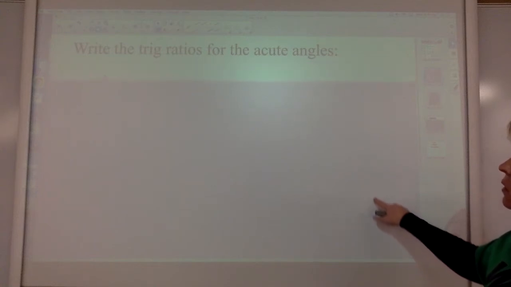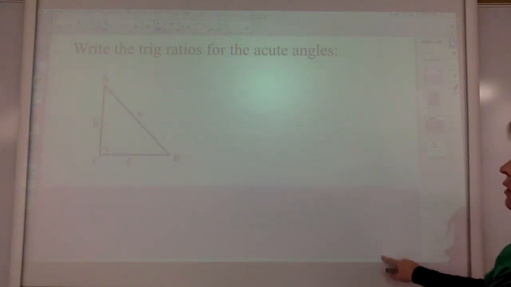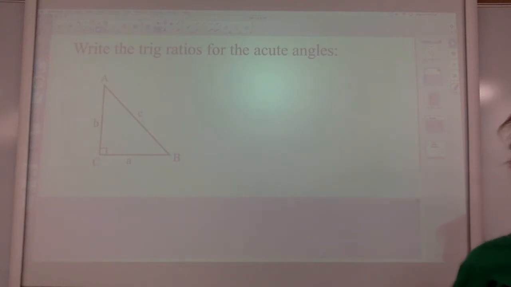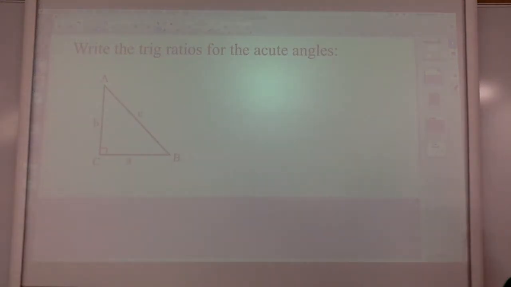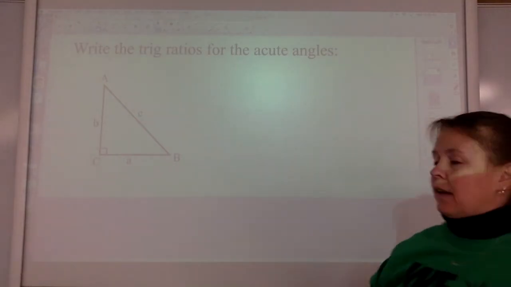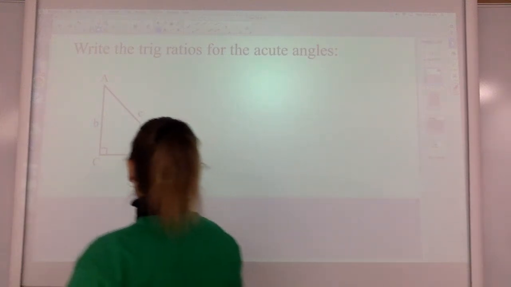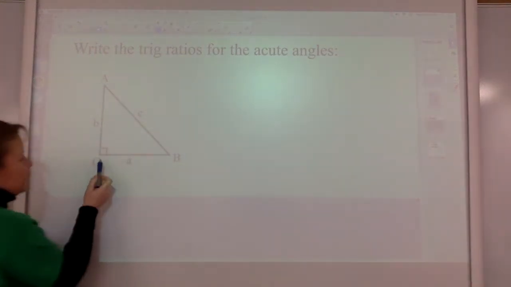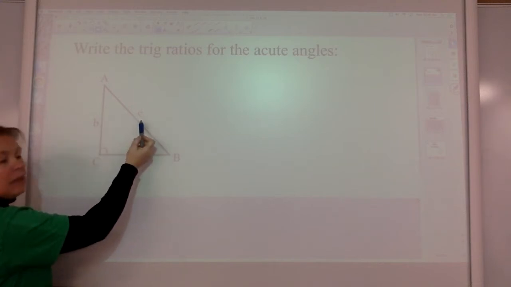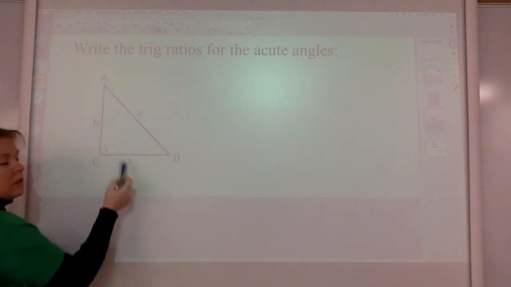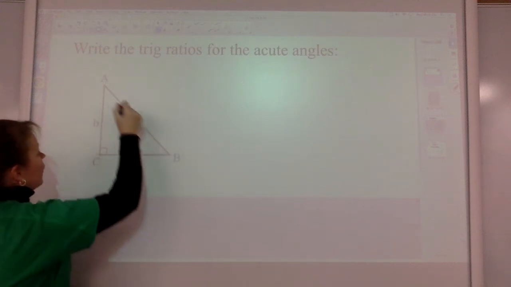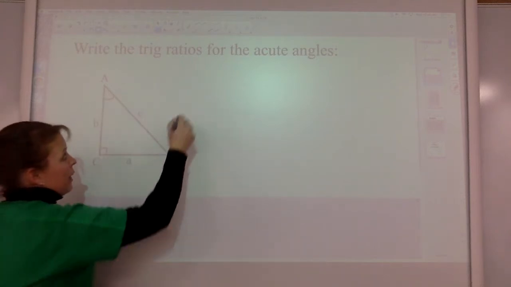Write the trig ratios for the acute angles. So it's going to ask you to write the trig ratios, and whenever you see trig ratios, you're going to write the sine, the cosine, and the tangent. Always for the acute angles, we can't use the 90-degree angle. Draw this triangle if needed, otherwise it's in your handout. The acute angles are A and B. We can't use C, and it makes sense because opposite of C is the hypotenuse. We can't have C be the opposite and the hypotenuse, and we can't have two adjacent sides. So we're only working with the acute angles, and it's written properly like this.